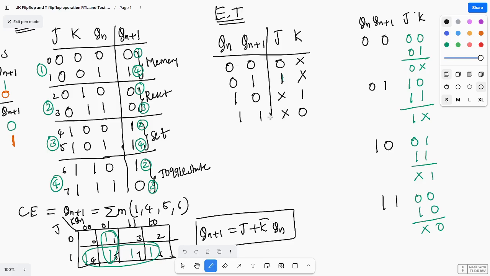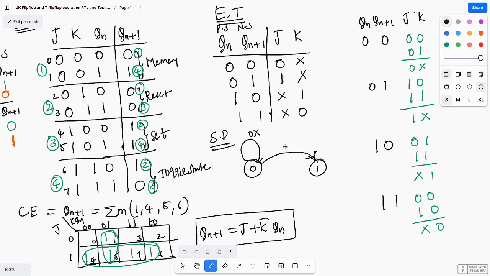So you got the excitation table. Next you need to draw the state diagram. How to draw the state diagram? By seeing this excitation table only, you can draw the state diagram. So you are at 0. This is the present state and this one is the next state. Present state is 0, it will be in the same state only. What are the inputs? 0, don't care. And your present state is 0, it will go into the next state 1.